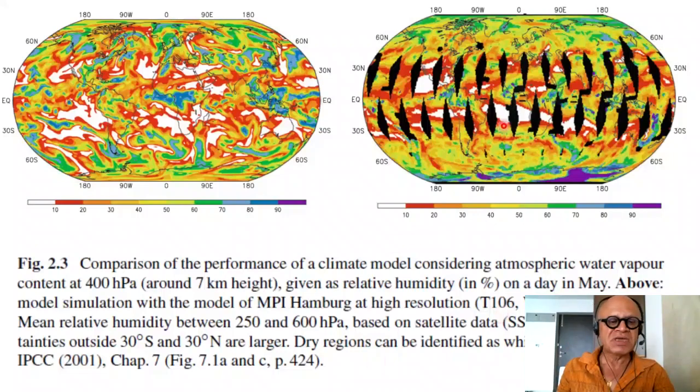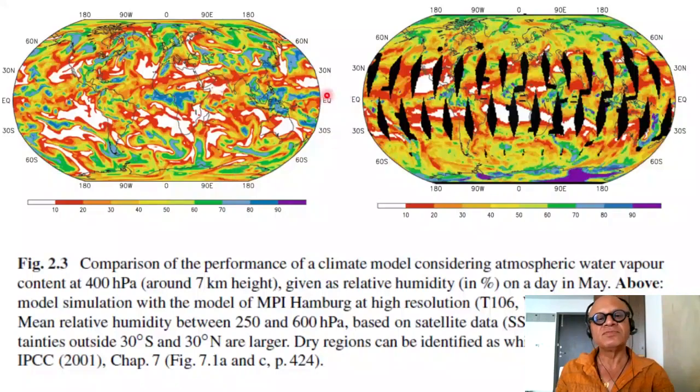So here is the mean relative humidity between 250 and 600 hectopascal based on satellite data, while uncertainties outside 30 south and 30 north are larger. So dry regions can be identified as white areas. Here is the dry subtropical gyre. Cold in May. The evaporation on the Arabian Sea is high, so water vapor is being advected over to India, so you can see high water vapor relative humidity here as opposed to here.